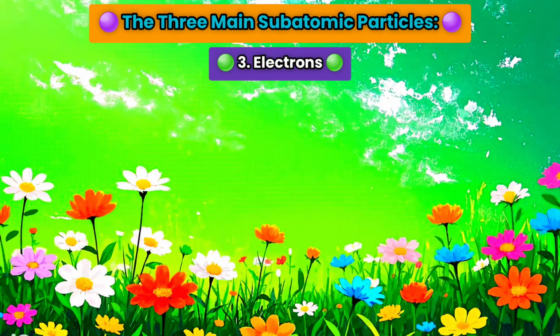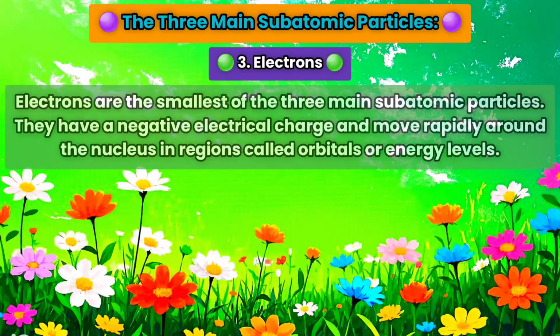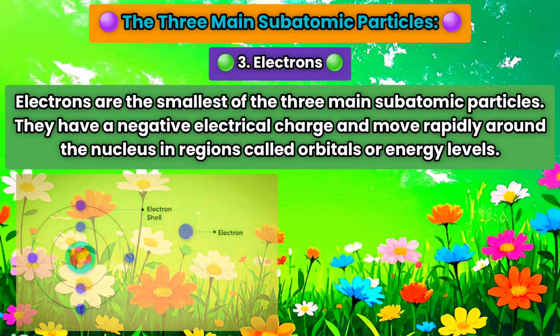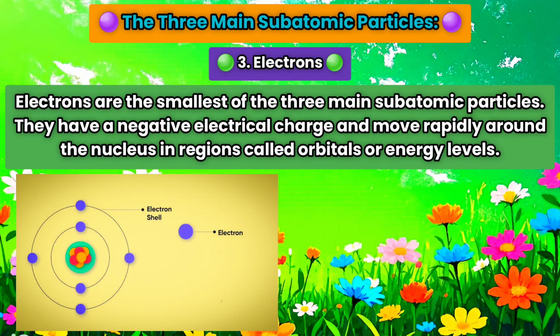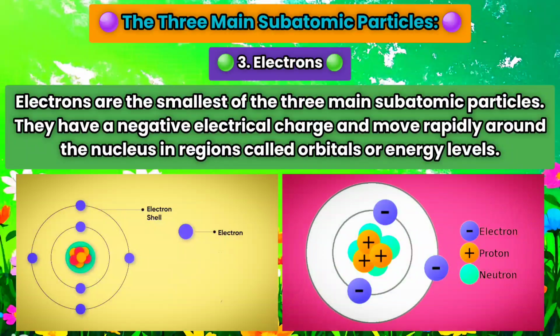And number 3, electrons. Electrons are the smallest of the three main subatomic particles. They have a negative electrical charge and move rapidly around the nucleus in regions called orbitals or energy levels.